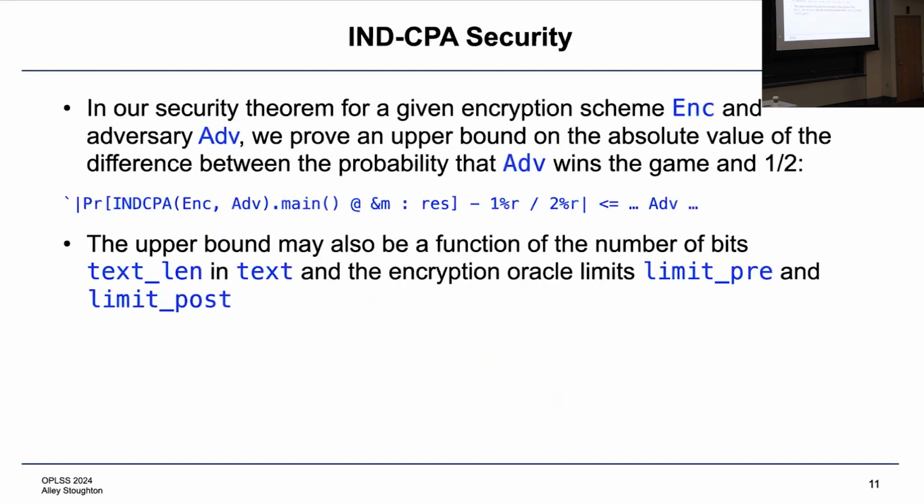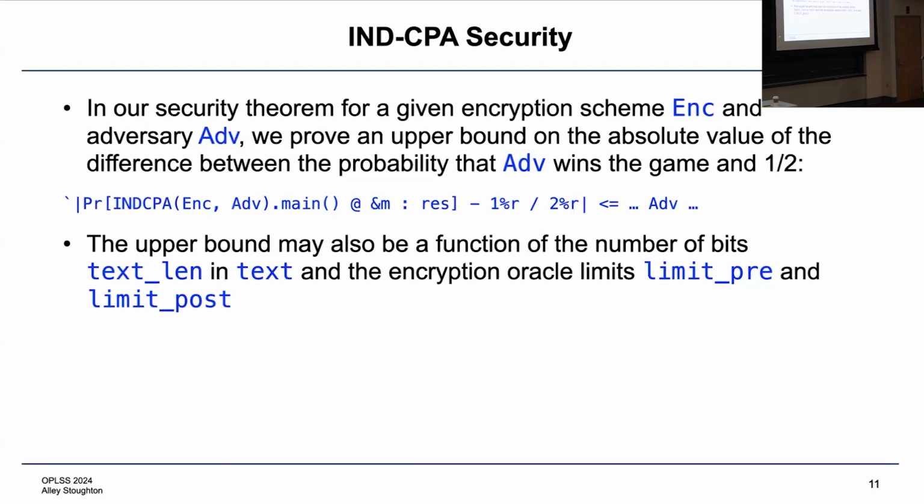Okay. So what we're trying to do is prove for a particular scheme, which we'll see the one we're working with again in a minute, that the absolute value of the difference between the probability that the adversary wins the game, correctly guesses B, and a half is less than or equal to some bound. And the bound is going to, as we'll see, involve the adversary. That might be counterintuitive, but we'll see why.